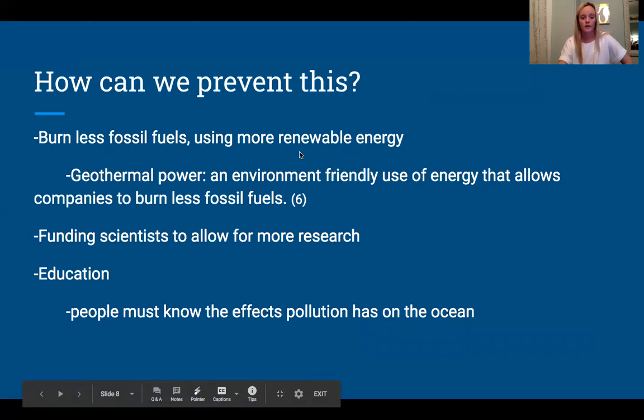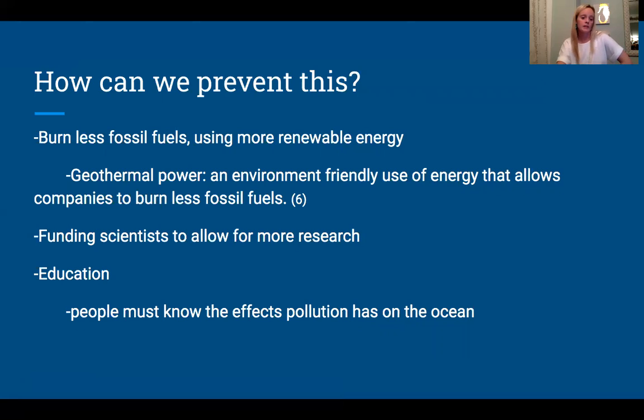So how can we prevent all of this? It's really important. It starts with us. The less fossil fuels we burn, if we provide more uses of renewable energy, it's super important that we find ways to renew this energy and not let it go to waste. An example of this would be geothermal power. It's fairly new, but it's very environmentally friendly. It's a use of energy that allows companies to burn less fossil fuels.